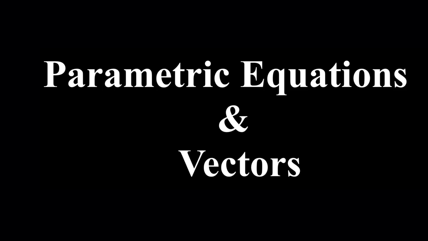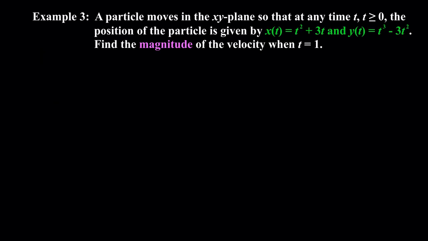All right, we're going to be talking about part 2 of our parametric equations and vectors and going through some further examples. So the next example says that a particle moves in the xy plane so that at any time t, where t is greater than or equal to 0, the position of the particle is given by these two equations. Find the magnitude of the velocity when t is equal to 1.